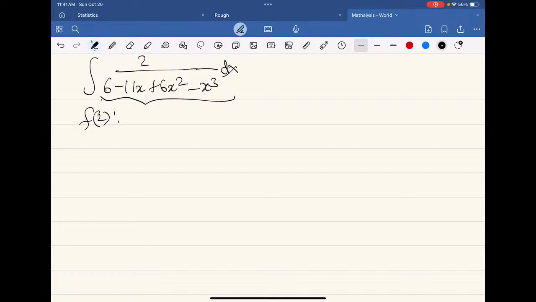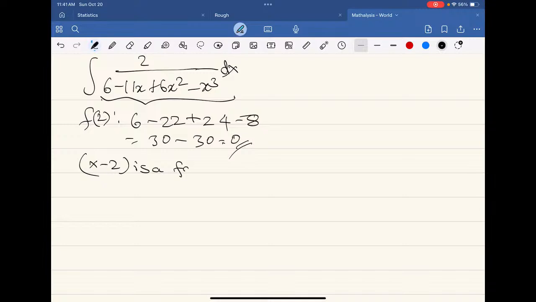Obviously 1 doesn't work. Let's try 2. 6 minus 22 plus 24 minus 8. Oh, it works. 30 minus 30. That's 0. So that means if f of 2 is 0, x minus 2 is a factor, right?